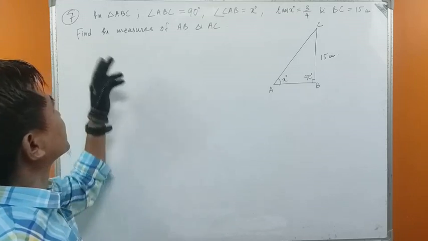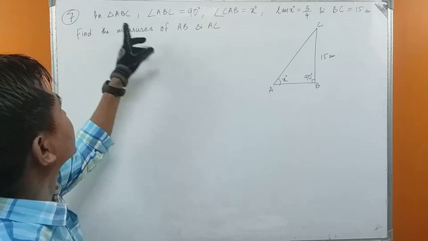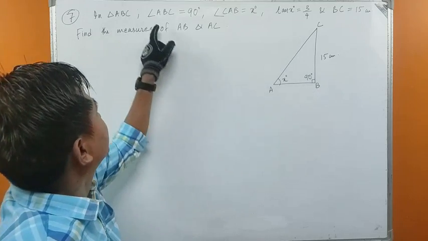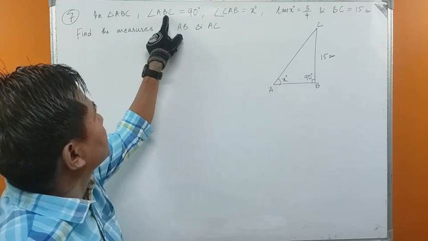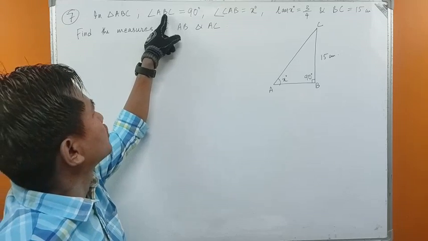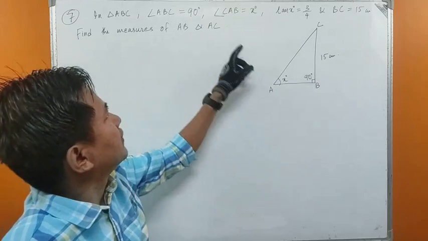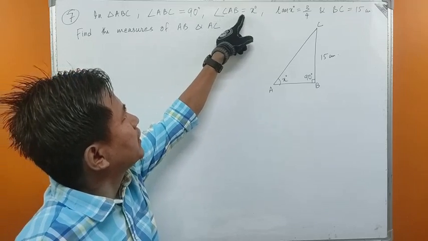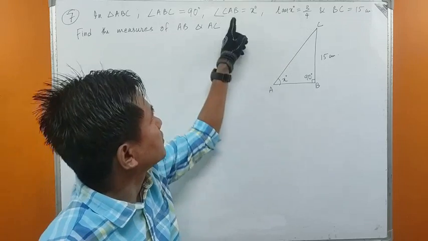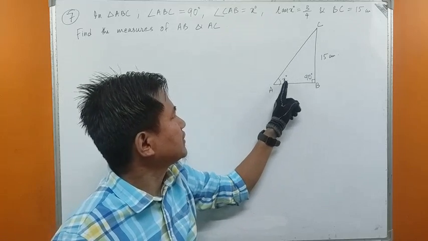So this is question number 7 from exercise 22b. Let's read out the instruction of the question first. In triangle ABC, so this is the triangle ABC, angle ABC is 90 degree, which means angle B is 90 degree. B is in the middle, so B must be 90 degree. Angle CAB is X degree. Angle CAB, A must be in the middle. Angle A is X degree.